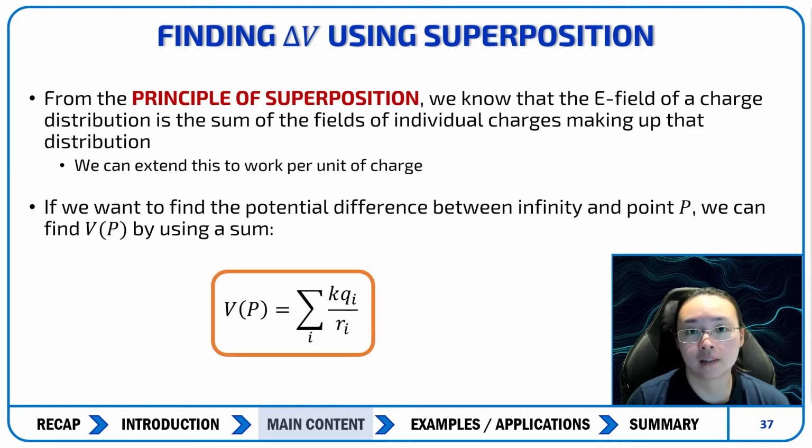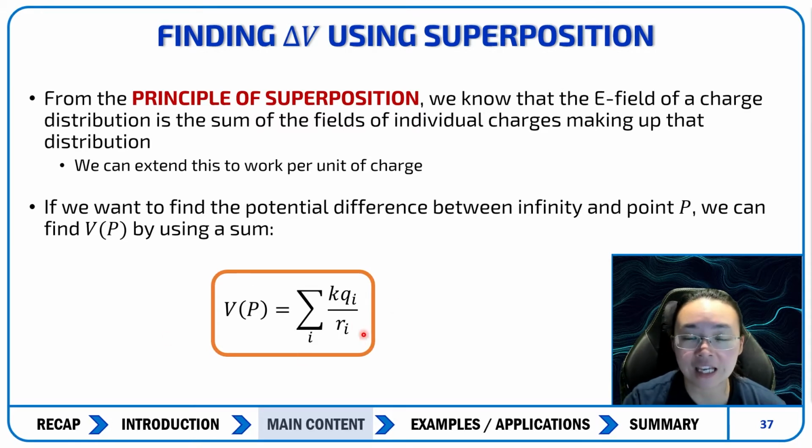Sometimes there are easier ways to find your potential difference, and that is going to be from the principle of superposition. We know that the electric field of a charge distribution is just the sum of the fields of individual charges making up that distribution. What we can do is extend this to work per unit of charge. If we want to find the potential difference between infinity and point P, we can find the potential at point P by using a sum.